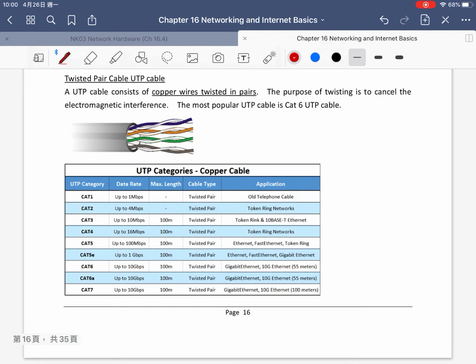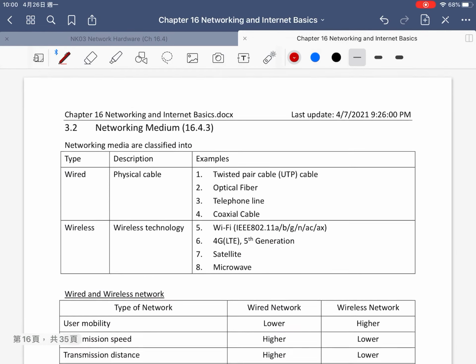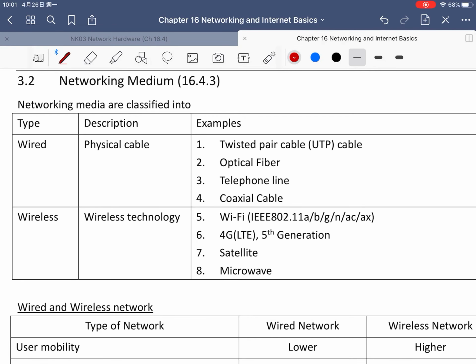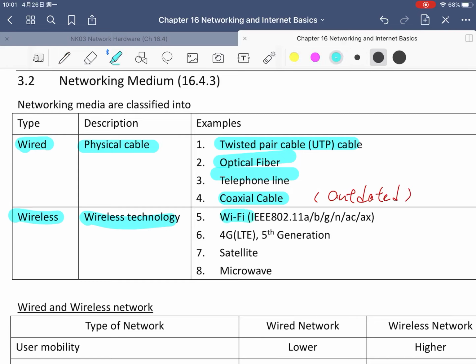In your notes, page 16, there are two types of network media. They are wired, wireless. Wired is the physical cable, and wireless is the wireless technology. So what are the examples of the wired? UTP cable, optical fiber, telephone line, coaxial cable. Once again, coaxial cable is outdated. For the wireless, Wi-Fi, 4G, 5G, satellite, microwave.